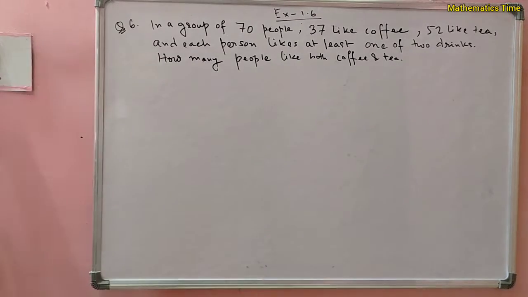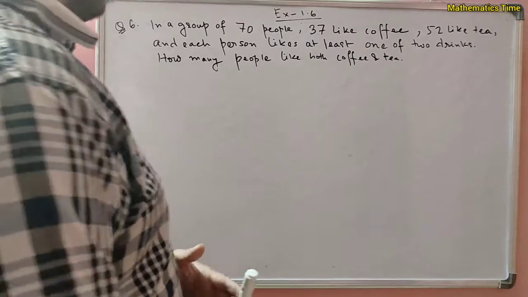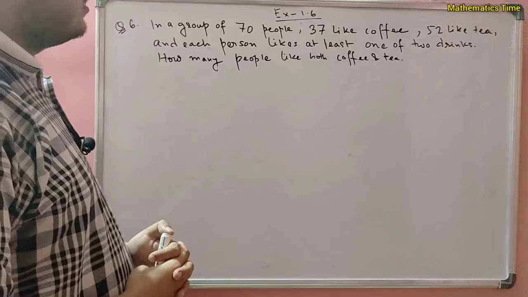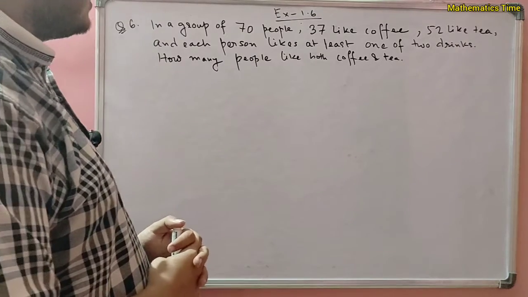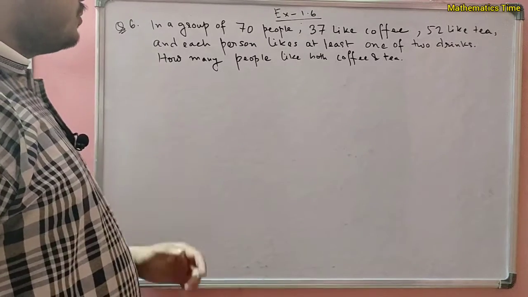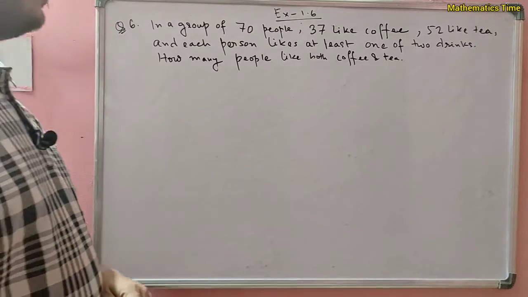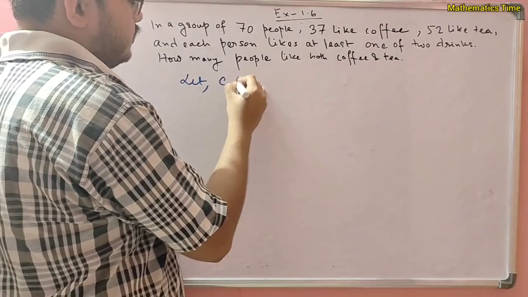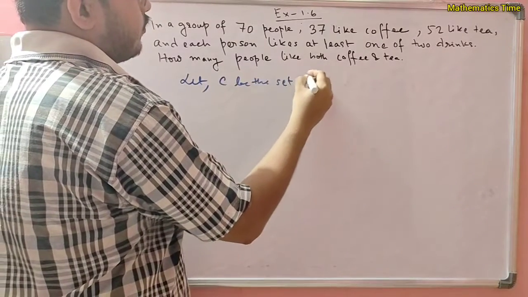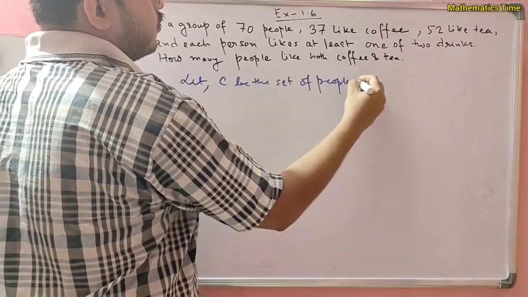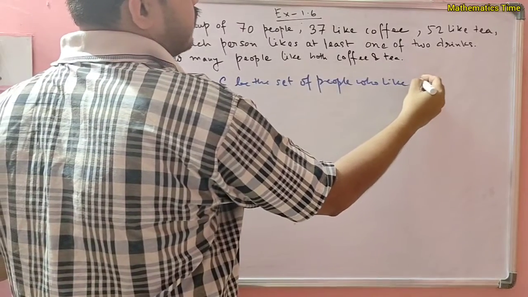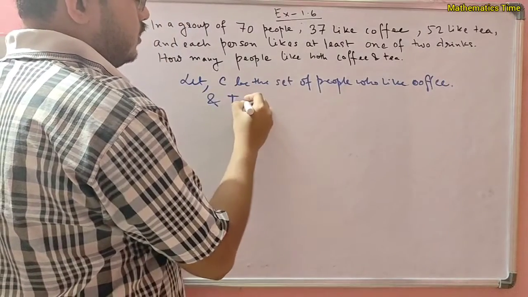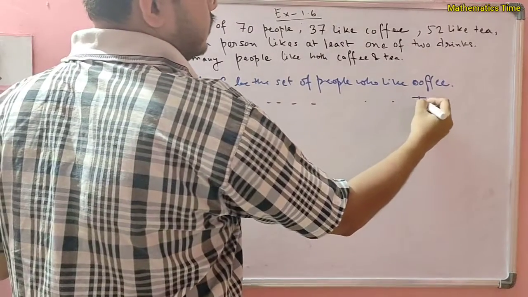So we are going to solve the next problem. It is actually the previous problem of the exercise. In a group of 70 people, 37 like coffee, 52 like tea, and each person likes at least one of the two drinks. How many people like both coffee and tea? So let C be the set of people who like coffee, and T be the set of people who like tea.